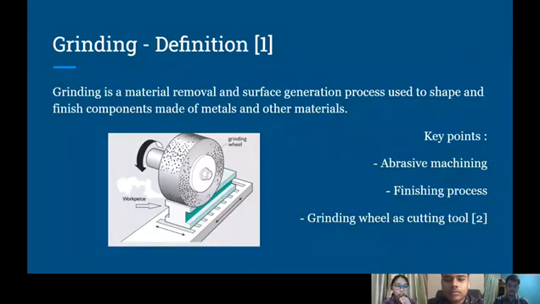So grinding is a material removal and surface generation process used to shape and finish components made of metals and other materials. The key points of this manufacturing process are: first, abrasive machining, which uses hard non-metallic particles to cut the workpiece. Second, it is one of the finishing processes, in which the rough surface of a metallic or non-metallic element is rubbed by a rotating wheel, which removes some parts of the workpiece and gives it the desired finish. And the last is the grinding wheel as a cutter.